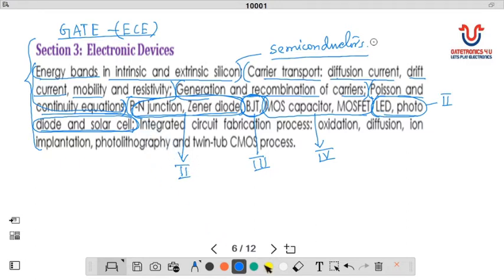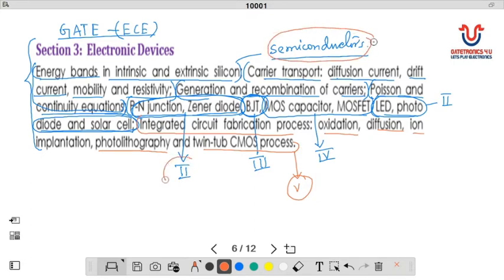Now comes the integrated circuit. In the integrated circuit, that is IC fabrication, there are the oxidation process, diffusion, ion implantation, photolithography, and twin-tub CMOS process. So this is the fifth chapter. So the first chapter is semiconductors, the second is diodes, LEDs, photodiodes and solar cells, the third is the BJT, the fourth is the MOSFETs, and the fifth is IC fabrication technology. So this is the GATE syllabus for electronics engineering students.